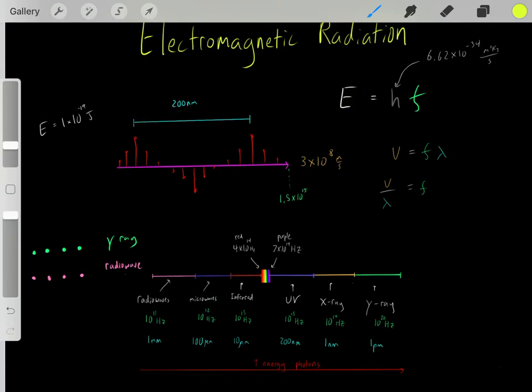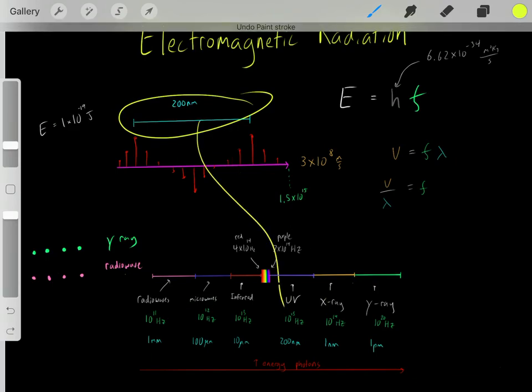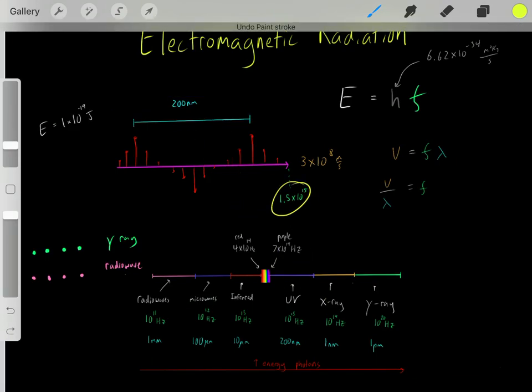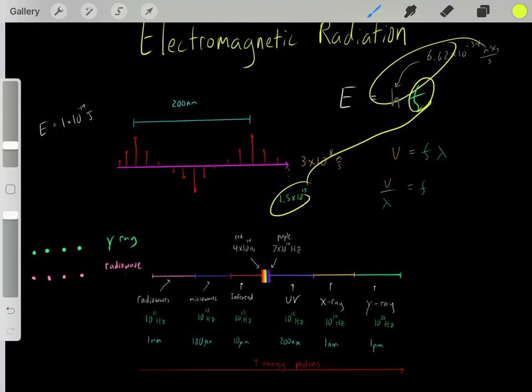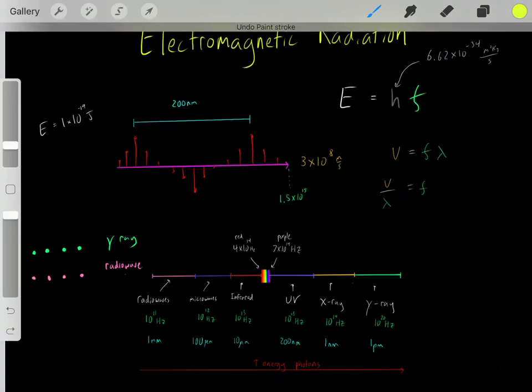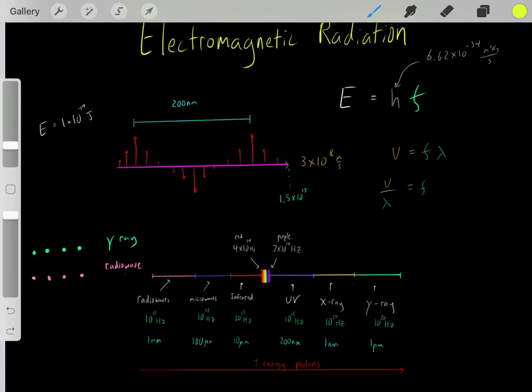So we have this electromagnetic radiation, we know the wavelength, so we know what type it is, and we know the frequency. Now that we know the frequency, we can plug it into this formula, multiplied by Planck's constant, and that would give us an energy of 1 times 10 to the negative 19 joules. That's how much energy there is per photon, because we know this wave is made out of photons, so each photon has this much energy.